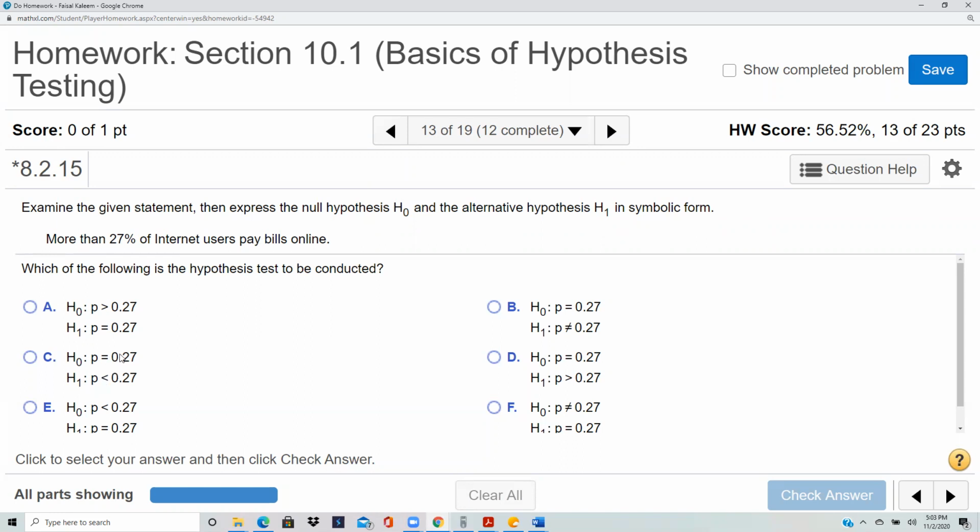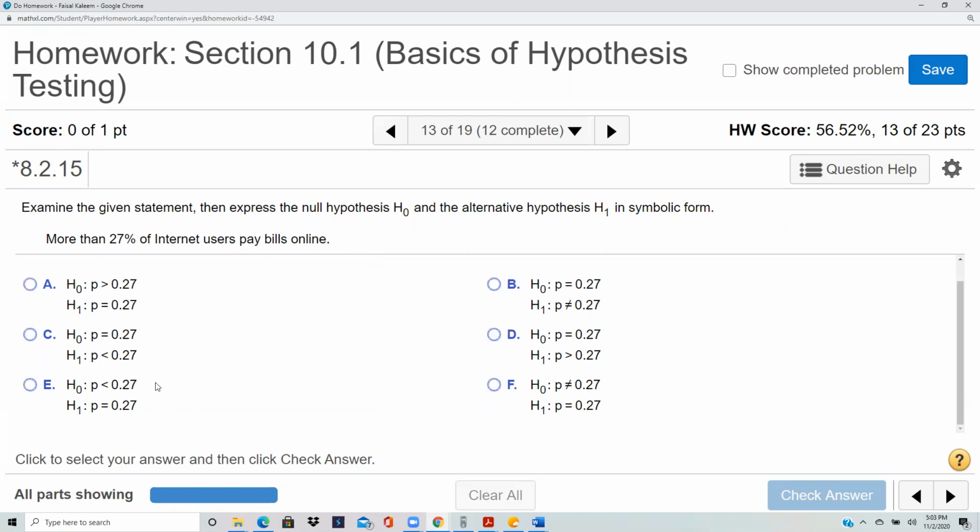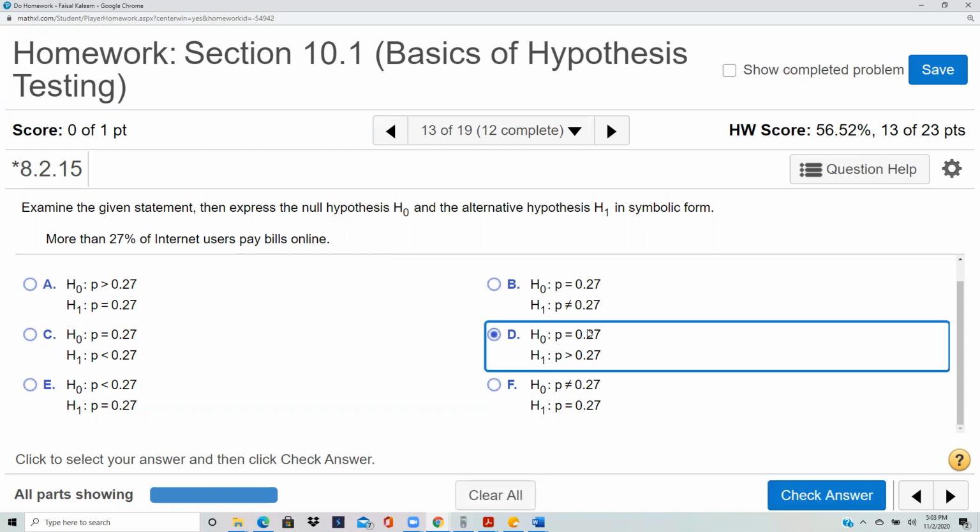But this is not true because the H1 is saying less than. We are looking for H1 as more than. So this is the correct one, because the null is equal to 0.27 and the alternative is more than 0.27, greater than 0.27.